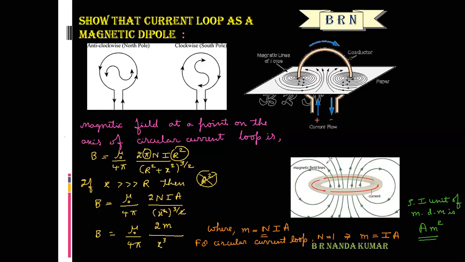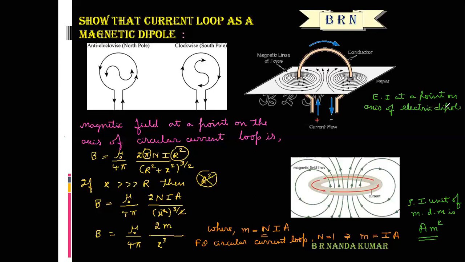Okay. So actually the electric intensity at a point on the axis, electric intensity at a point on axis of electric dipole.